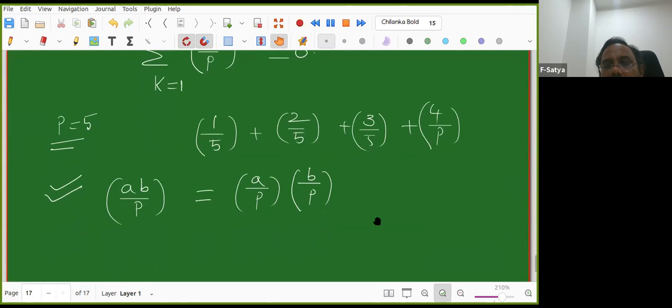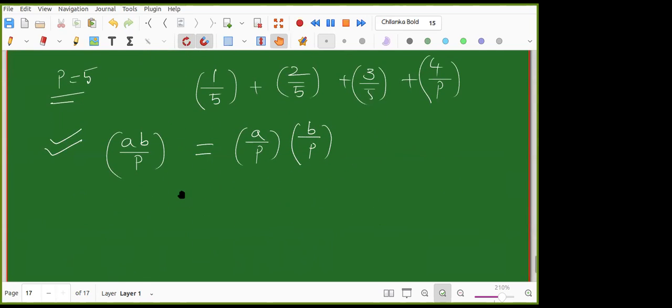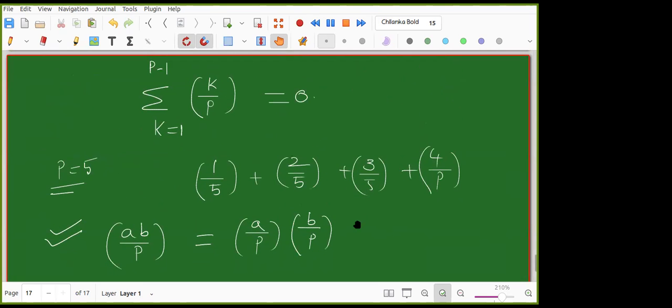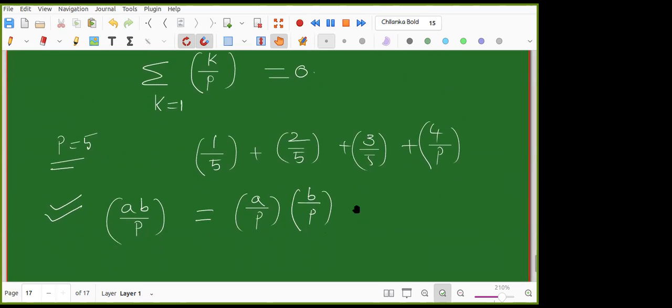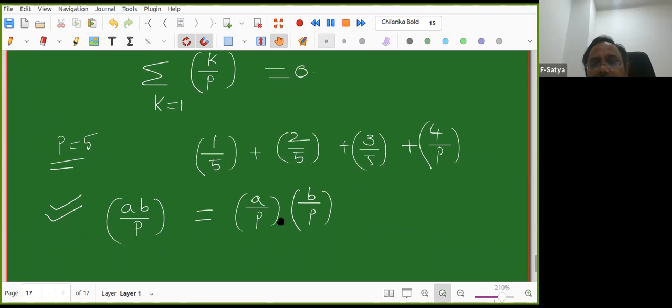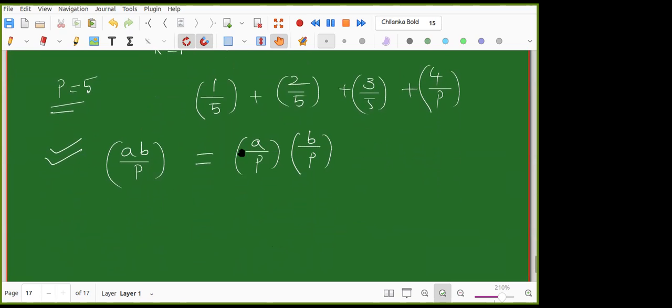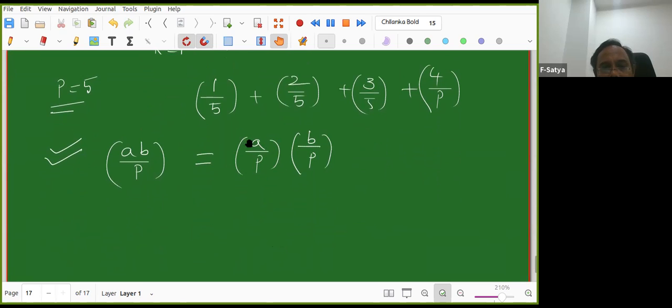Sir, how is (ab) by p equal to a upon p into b upon p? Isn't it going to become ab upon p square? No, it is not multiplication. It is a Legendre symbol. Oh, right, sorry. It is not a product, it is a Legendre symbol.